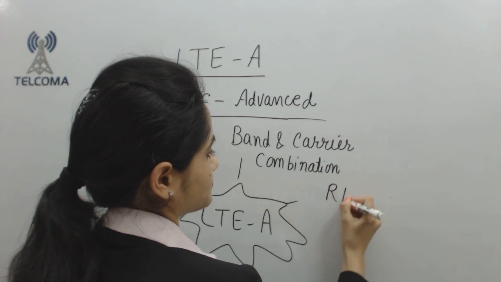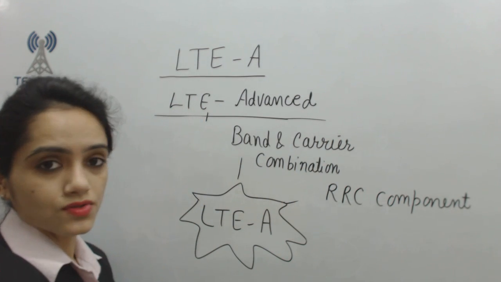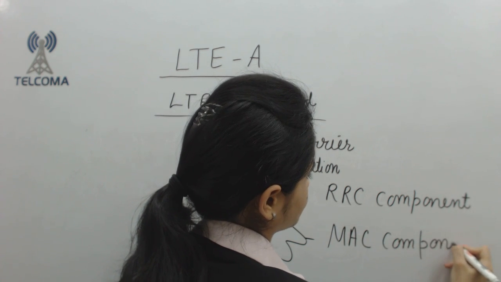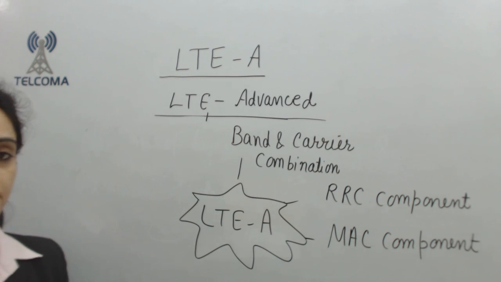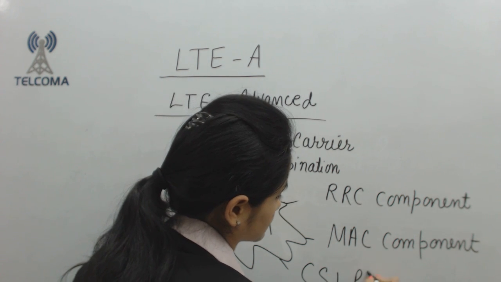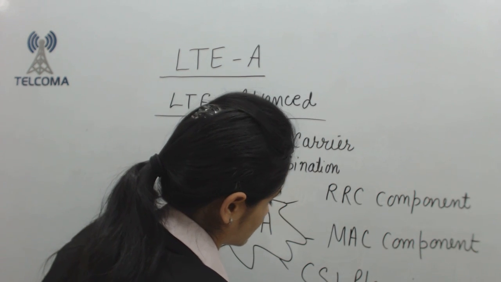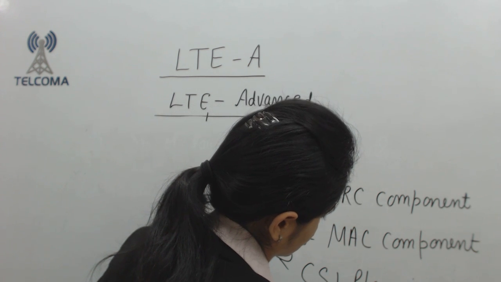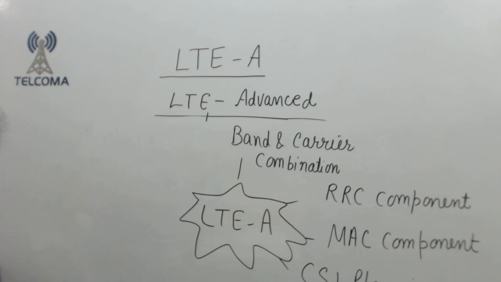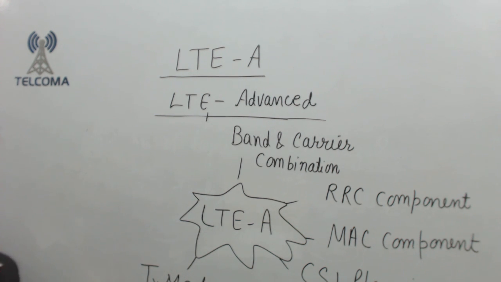Then we require different RRC components, radio resource control. Then we have the MAC component, medium access control component. So band and carrier combination to increase the RRC. Then we require CSI planning, and CSI stands for channel state information. We require channel state information planning. We require more transmission modes in the system.